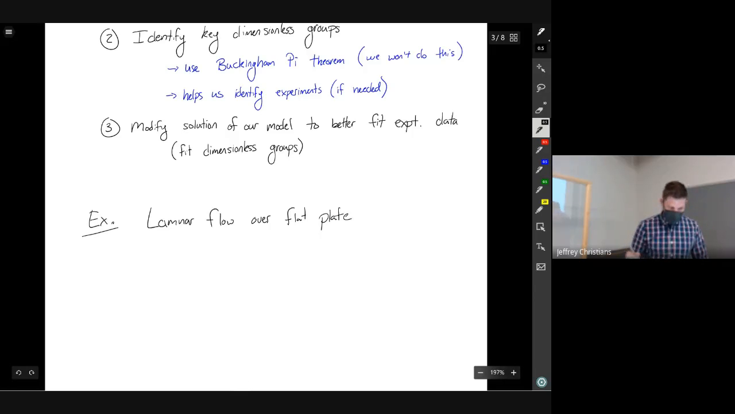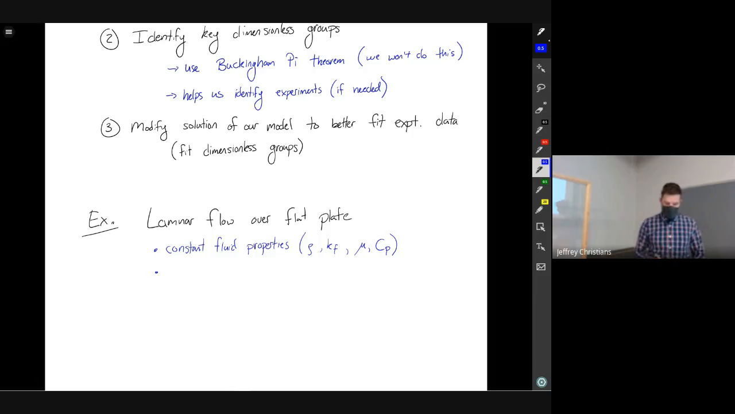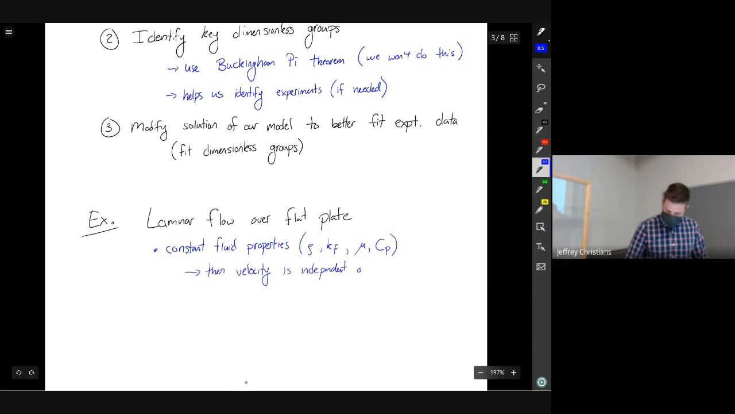Okay, laminar flow over a flat plate. We're going to simplify it quite a bit to be able to actually solve this. So we'll look at constant fluid properties, things like density, thermal conductivity, viscosity, heat capacity. If we do this, then velocity is independent of temperature, which is nice because then we can solve these as two separate problems.